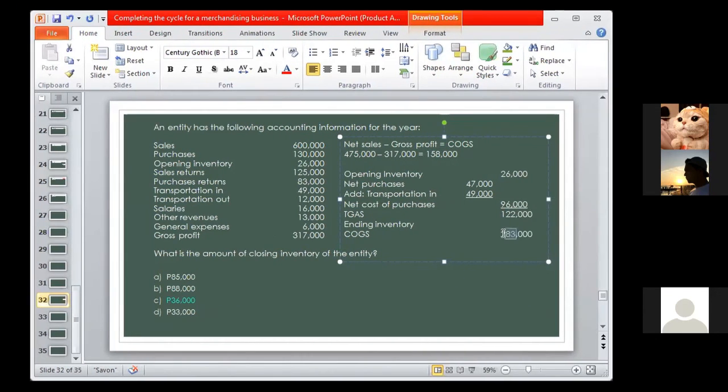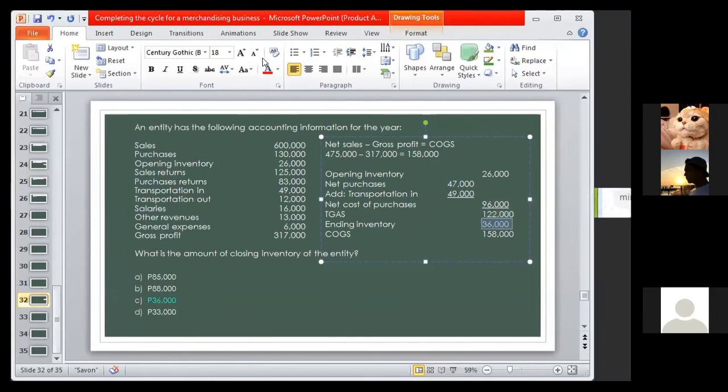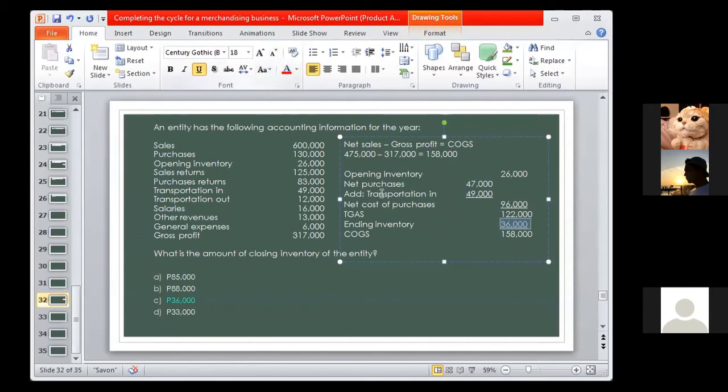Bali ito, 158. Magkano ang inventory natin, ending inventory? Paano gagawin natin diyan? I-less na lang natin ito sa dulo. So 36,000 tama. Doon na natin nakuha yung tamang sagot. 36,000, yan yung tamang sagot. Ito yung solution.